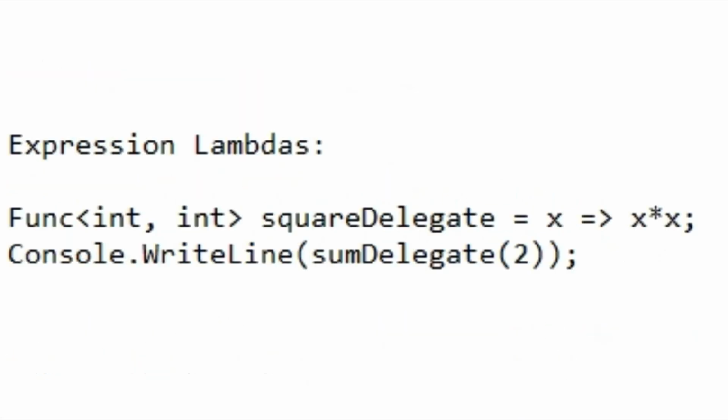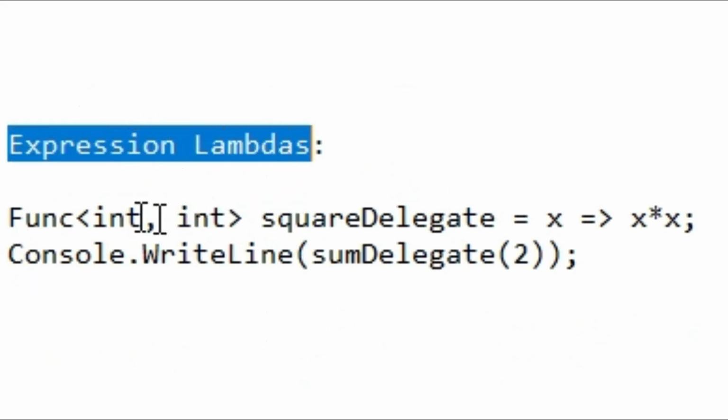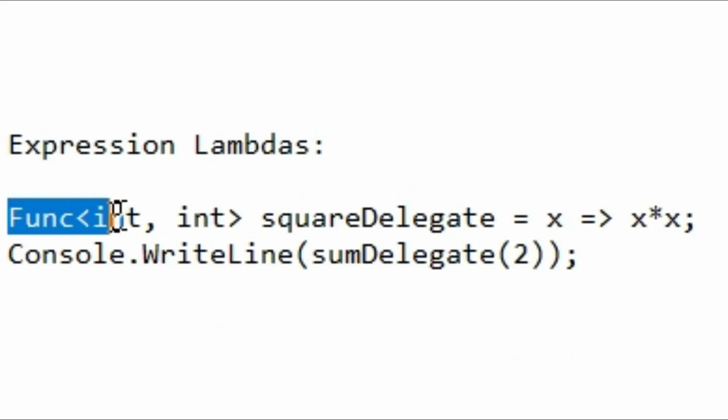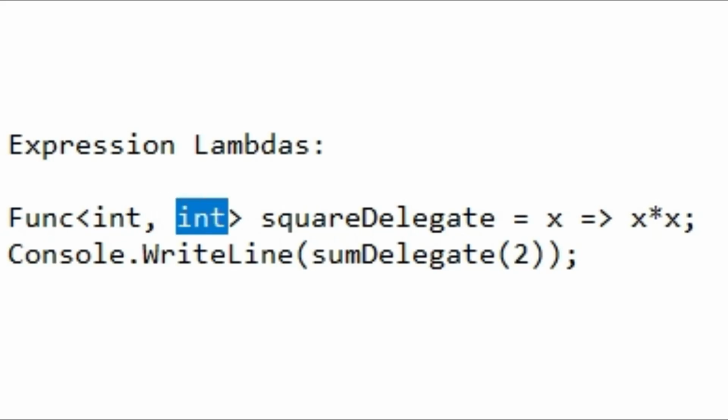Let's look at two simple examples, one using expression lambdas and one using statement lambdas. When using expression lambdas, a delegate can be created using the Func class. The square delegate takes an integer as an input and outputs a value of type integer as well. The lambda expression is the same we used for our very first set of examples. The value of the input x will be used to compute the output in the expression x multiplied by x.